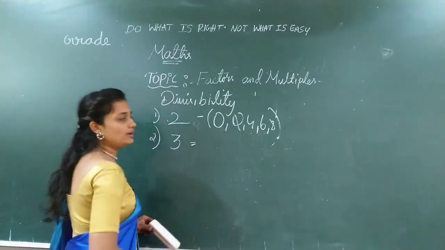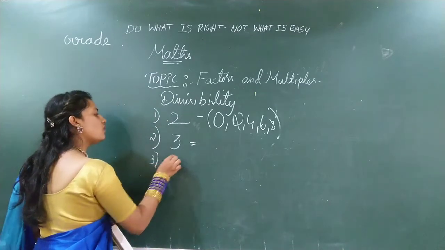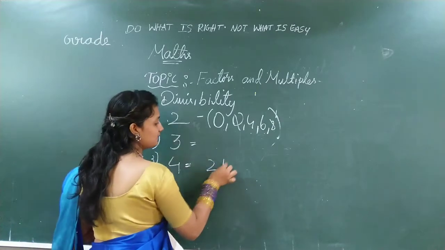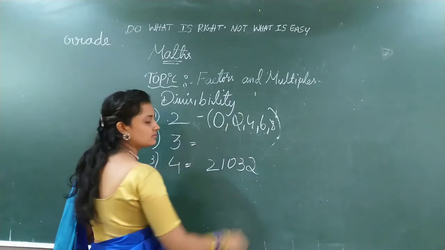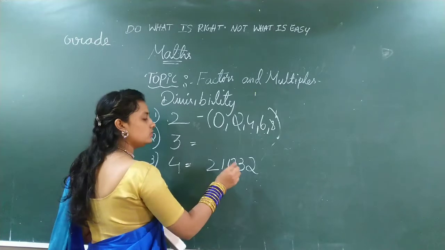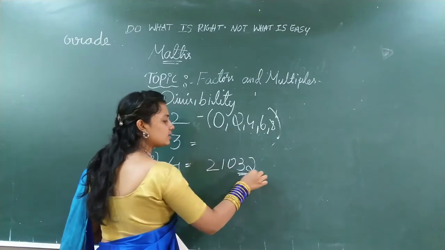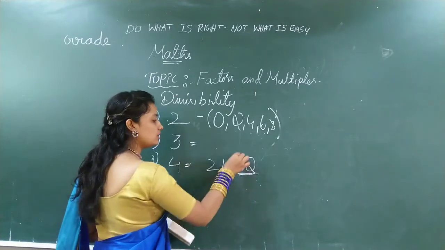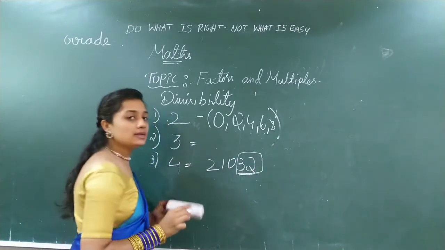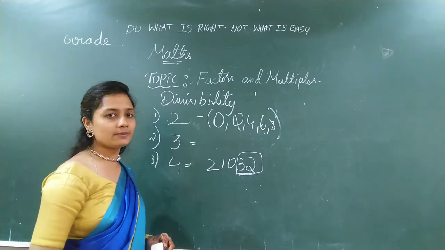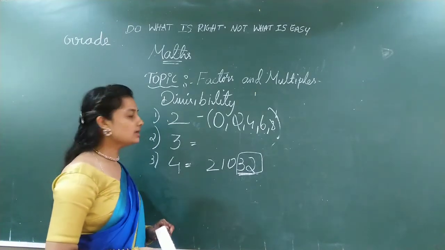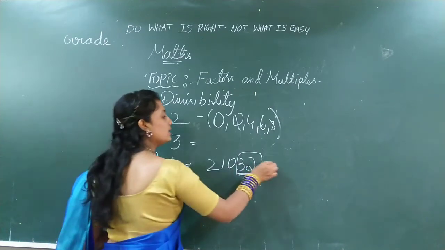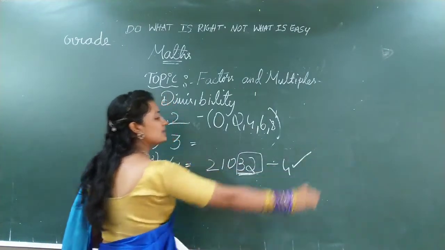Now let's go for divisibility of 4. For 4, let's take an example and explain. For 4, you should mainly concentrate on the last 2 numbers here. The last 2 numbers are 32. In the table of 4, do you get 32? Yes, absolutely. 4 eights are 32. So this number is divisible by 4.